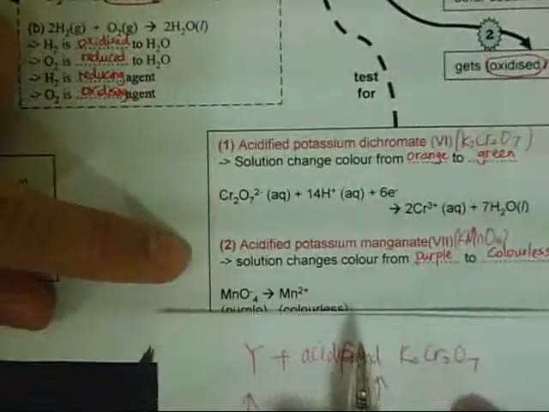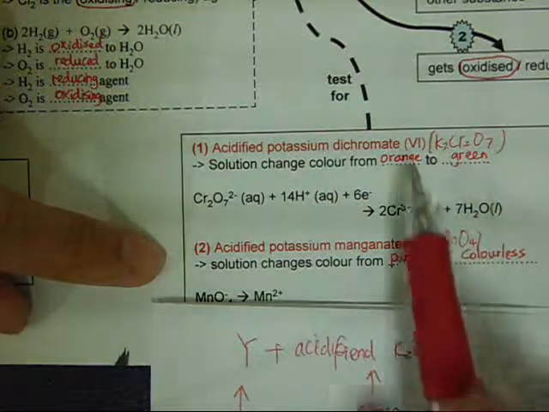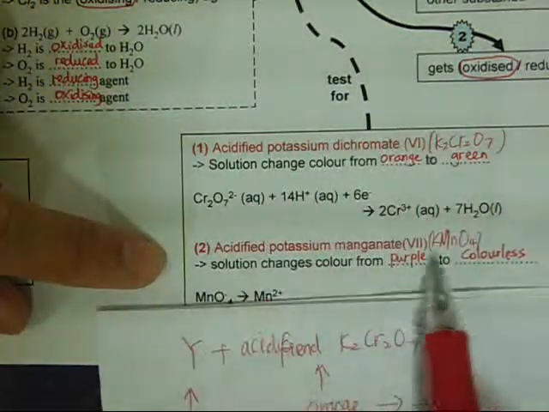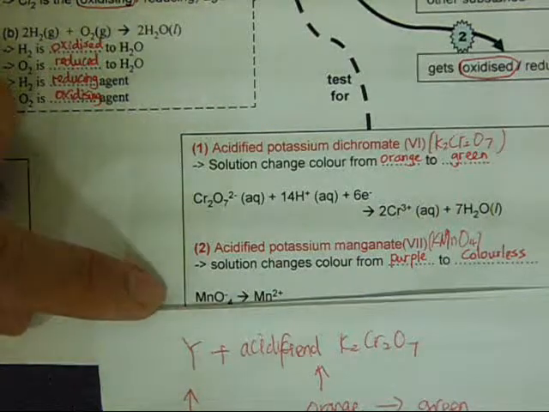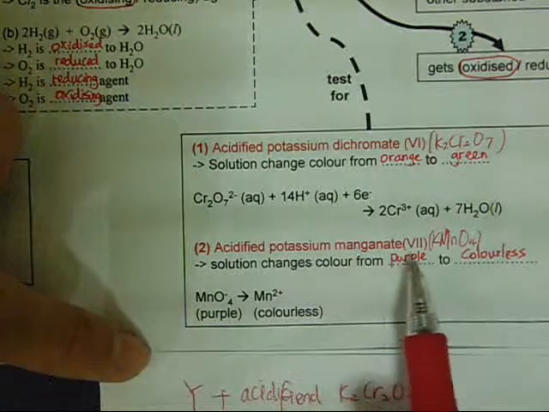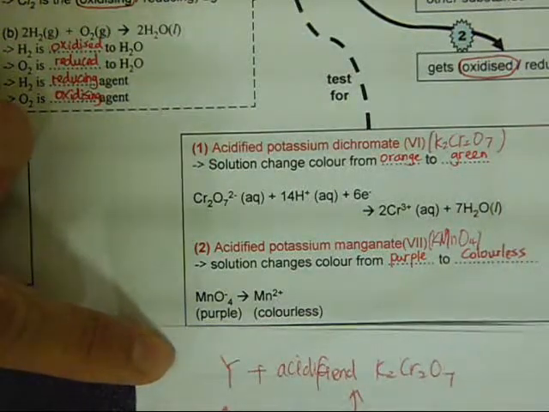Likewise for acidified potassium manganate 7, KMnO4. So you can either use this or use this to test whether a substance is a reducing agent or not. And of course for acidified potassium manganate 7, the color change would be purple to colorless if Y is a reducing agent.